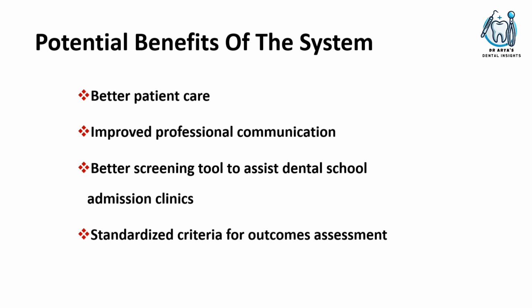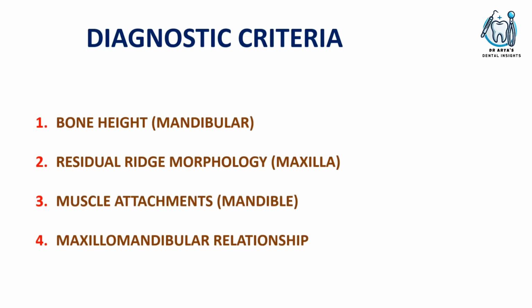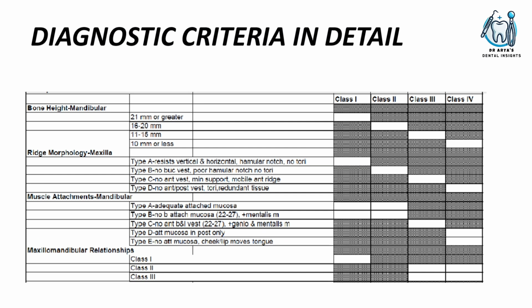And the benefits of the system are better patient care, improved professional communication, a better screening tool to assist dental school admission clinics, and standardized criteria for outcomes assessment. So the diagnostic criteria include mandibular bone height, then maxillary residual ridge morphology, mandibular muscle attachments, and maxillo-mandibular relationship. Here is a table showing diagnostic criteria in detail and the classification of completely edentulous patients according to ACP-99.